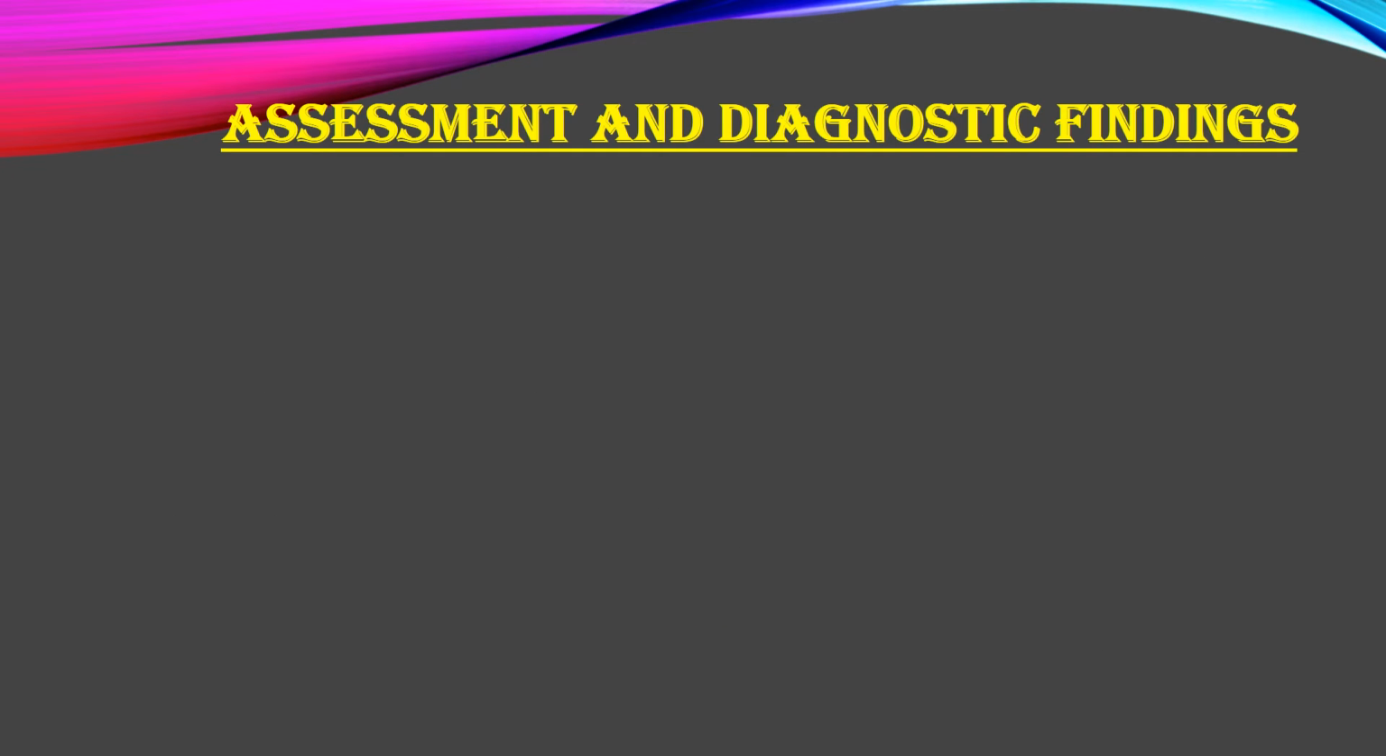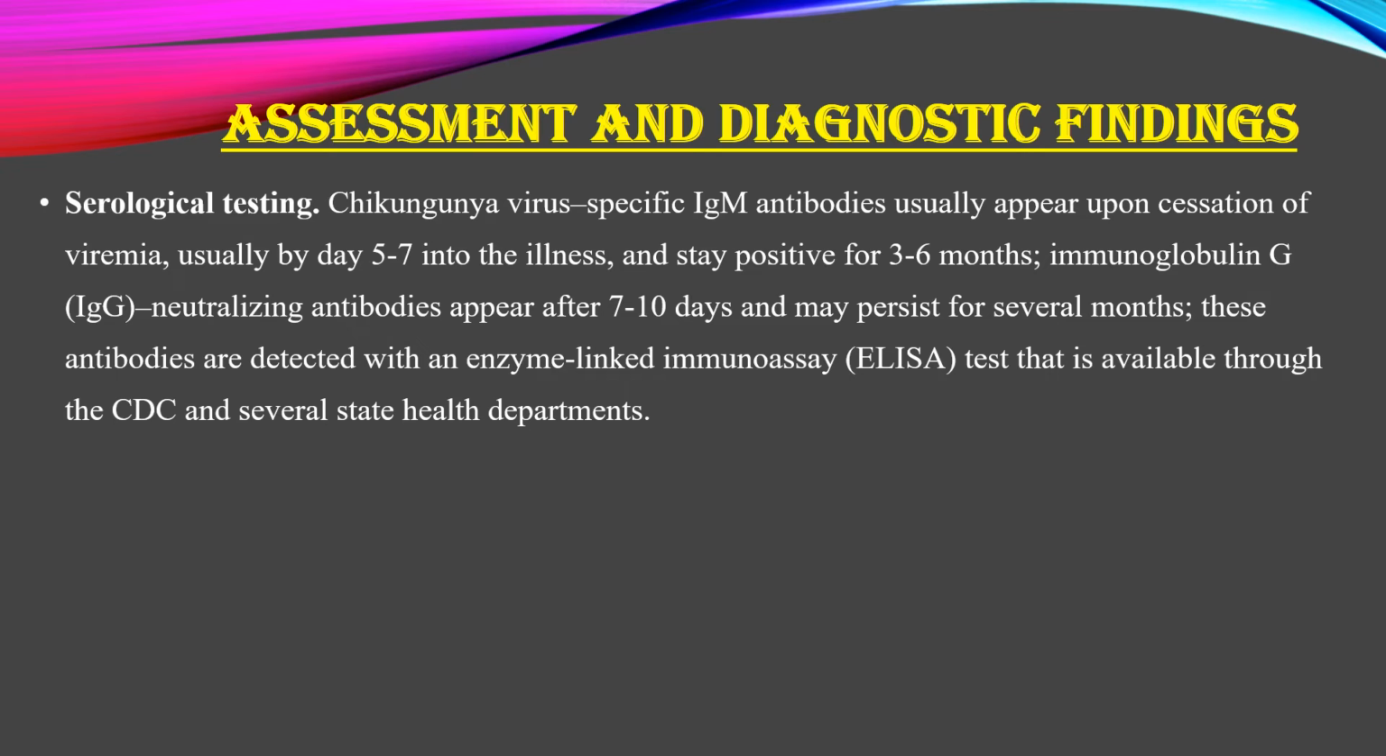The assessment and diagnostic findings. Number 1. Serological testing. Chikungunya virus specific IgM antibodies usually appear upon cessation of viremia, usually by day 5 to 7 into the illness, and stay positive for 3 to 6 months. Immunoglobulin G neutralizing antibodies appear after 7 to 10 days and may persist for several months. These antibodies are detected with an enzyme-linked immunoassay, ELISA, test that is available through the CDC and several state health departments.